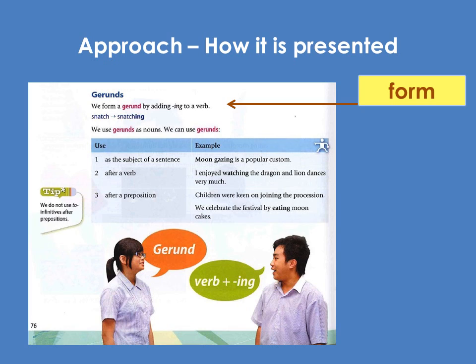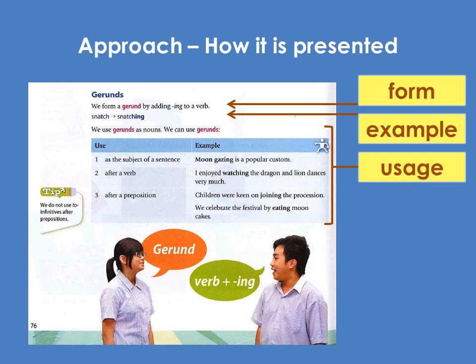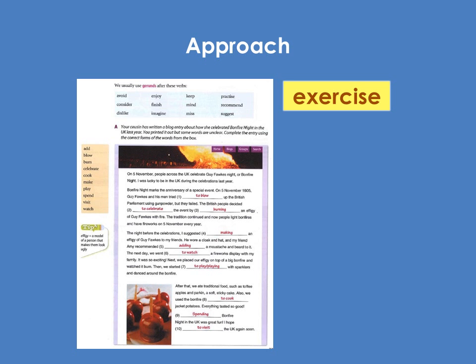First of all, it starts with the form of gerunds, which is adding ing to a verb. Then it gives an example: snatch becomes snatching. Afterwards, it introduces the usage of gerunds as nouns with corresponding examples. It is then followed by a gap-filling exercise.